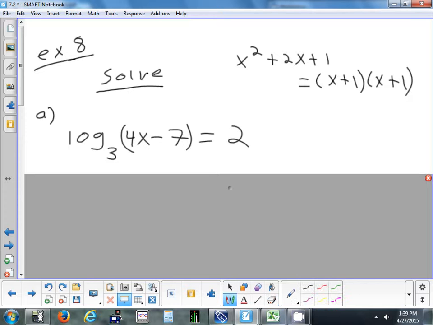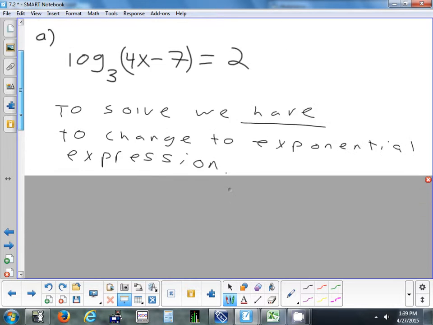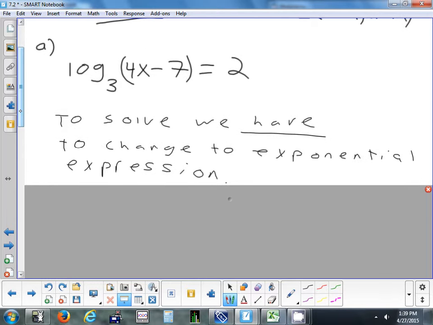What do we call that when we change it from log form to, yeah, we're going to change it to exponential. Okay, you have to change it to exponential. It's the only way to solve it. Now, I agree, if you didn't have that log there, and it just said 4x minus 7 equals 2, then yeah, sure, add 7 to both sides and then divide by 4. But the first thing we got to do is get rid of that log.